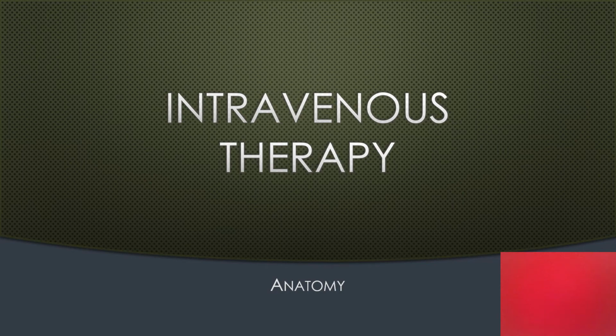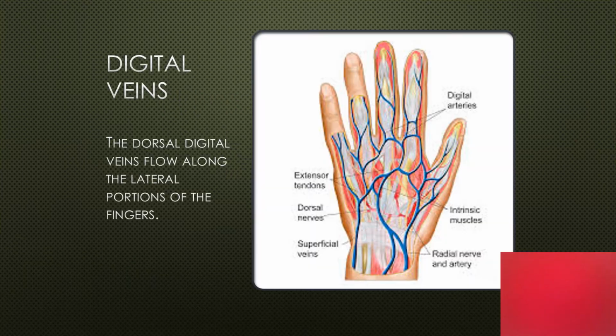Intravenous therapy, anatomy. The digital veins are along the dorsal part of the hand, the top part of the fingers. And if they're large enough, they can accommodate a small gauge needle. However, they should be used as a last resort when selecting a site for an IV.